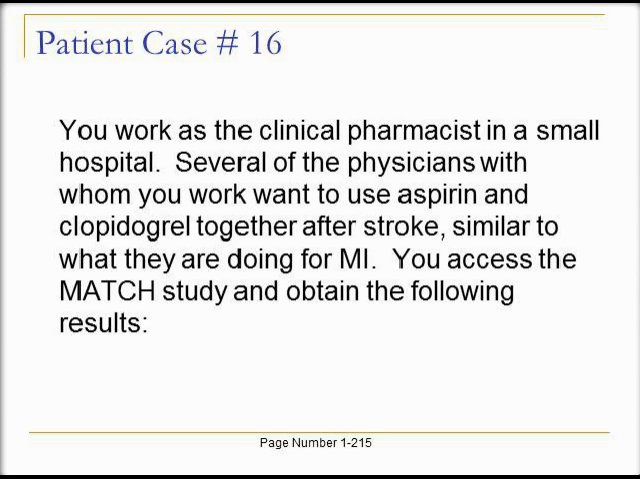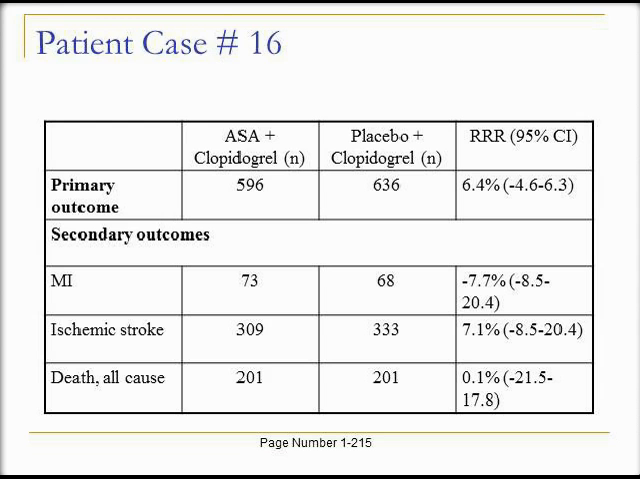Number 16. Here's a sneaky way to get statistics in here. You work as a clinical pharmacist in a small hospital. Several of the physicians with whom you work want to use aspirin and clopidogrel together after a stroke to prevent the next stroke, similar to what they're doing for MI. You access the MATCH study, and here's what you get for results. Okay, so let's walk through the table because it's a little much maybe. The primary outcome was a composite outcome, and that's the primary outcome on that top line. And then there were several secondary outcomes, MI, ischemic stroke, and all-cause mortality. And those are those three at the bottom.